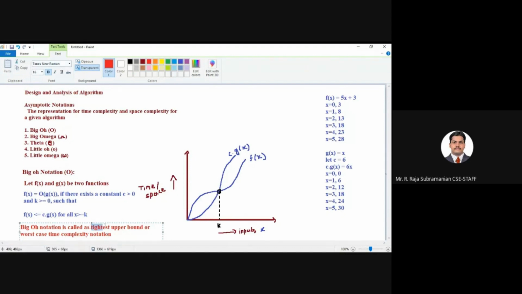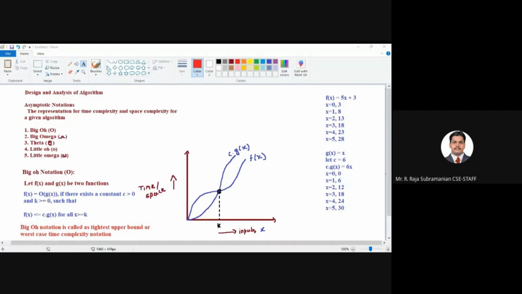This "tightest" means a lot. Using this tightest only, I'm going to give the definition for little o. So what is big O notation? Tightest upper bound, or worst case time complexity notation. The formula is f of x less than or equal to c into g of x, for all x greater than or equal to k.